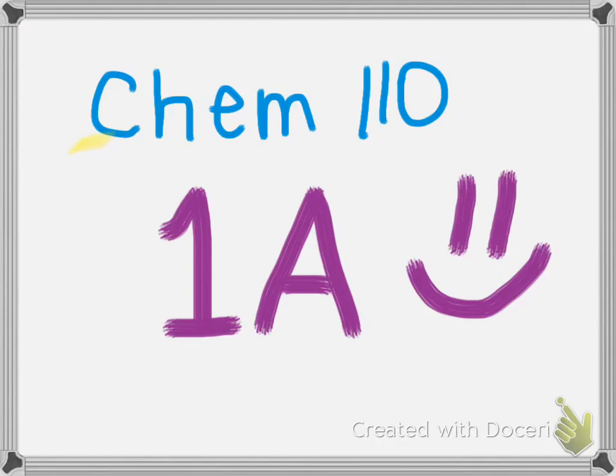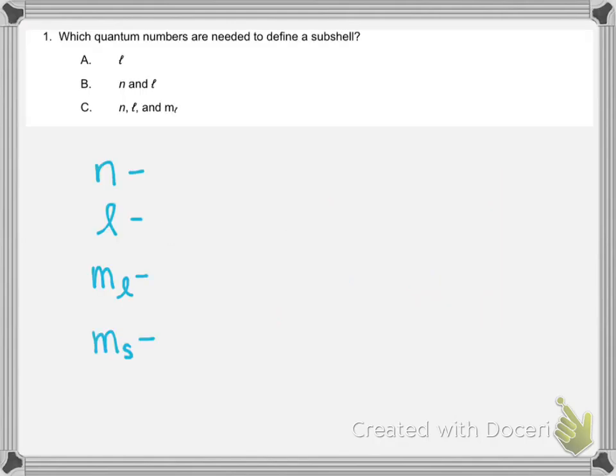Let's go ahead and look at practice exam 1A. Our first question is asking which quantum number is needed to define a subshell. So let's go ahead and think about what each quantum number will define.